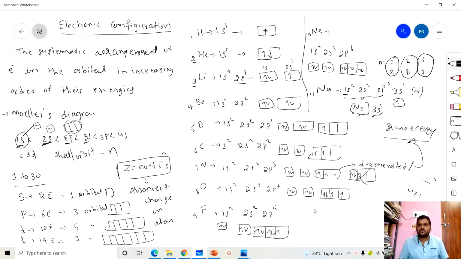So we have discussed up to sodium, 11. You try the remaining: magnesium, aluminium, silicon, phosphorus, sulfur, chlorine, argon, like that. From 12 to 30, just try to write the electronic configuration in the same manner. Okay. So this is about today's class. In the next class, we'll see one more important concept. Okay.